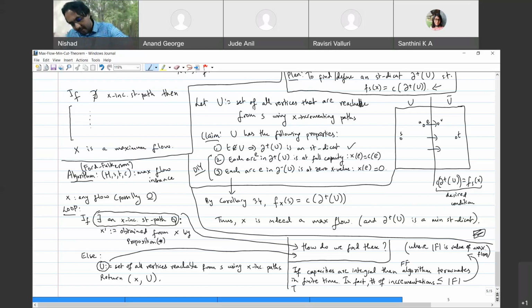So in fact, for rational capacities, the algorithm always terminates with a correct answer.